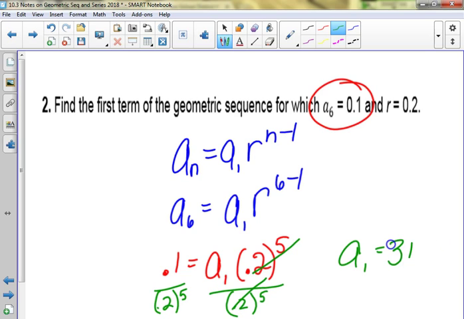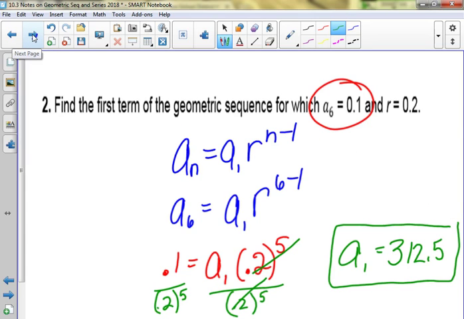I got 312.5. Anyone else? Okay, so I could say, if that's the first term, let me check. I'm going to multiply by 0.2 once, twice, 3 times, 4 times, 5 times, 6 times, and I'm down to 0.02. Did I do something wrong? Oh, it was supposed to be 0.1. Yeah, I'm good. 5 times was 0.1. Sorry, I went too far. We good?